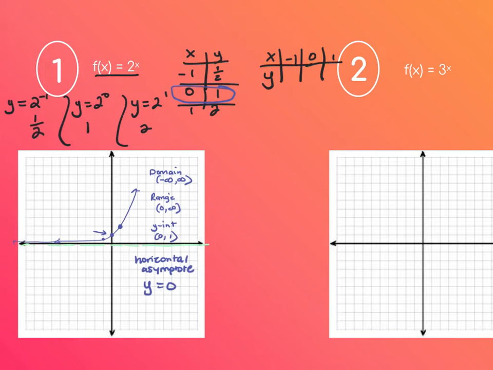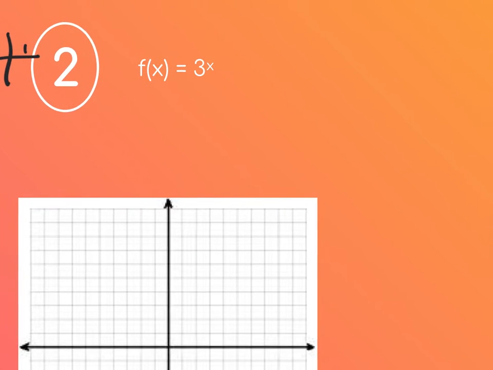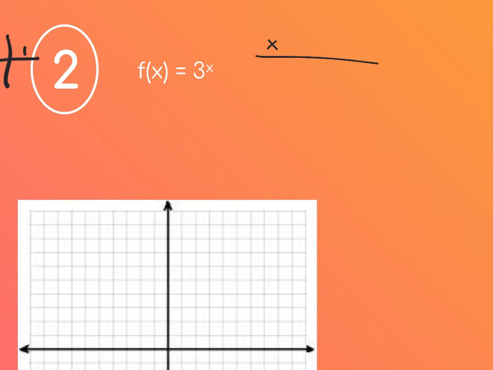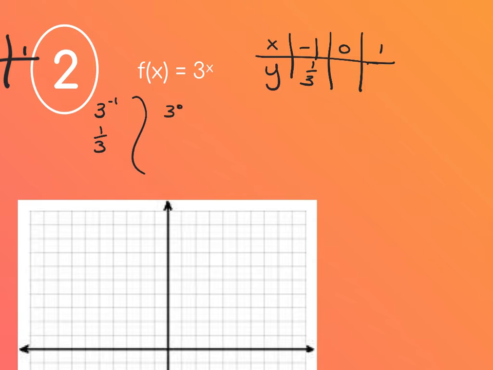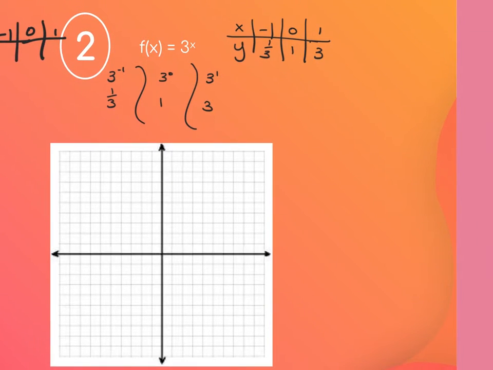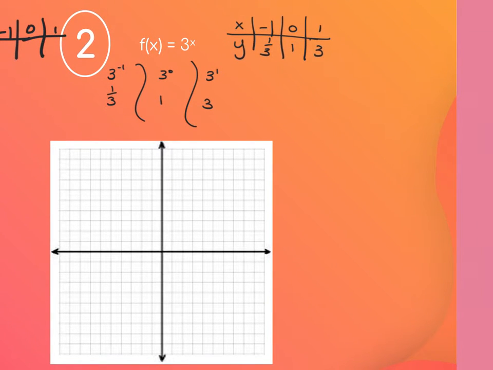All right, now we're going to do 3 to the x. So 3 to the x, I'm going to start the same way. I'm going to do a T-chart. I'll do it this way now. It doesn't matter which direction, your preference. If I plug in negative 1, what's 3 to the negative 1? 1/3. If I plug in 0, 1. If I plug in 1, 3. So negative 1, 1/3, 0, 1, 1, 3.